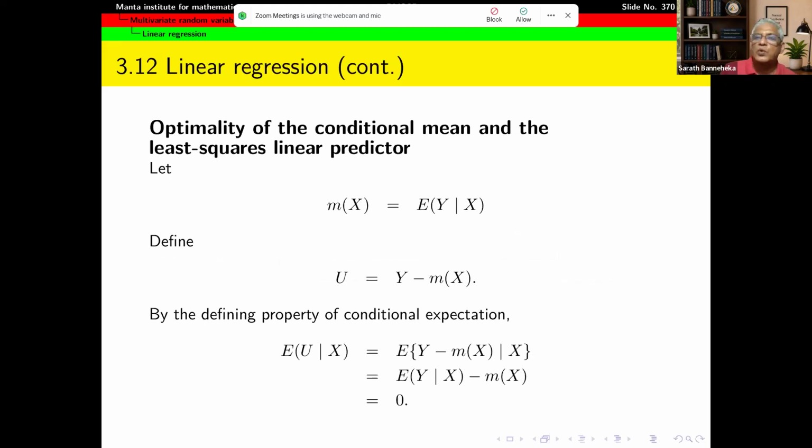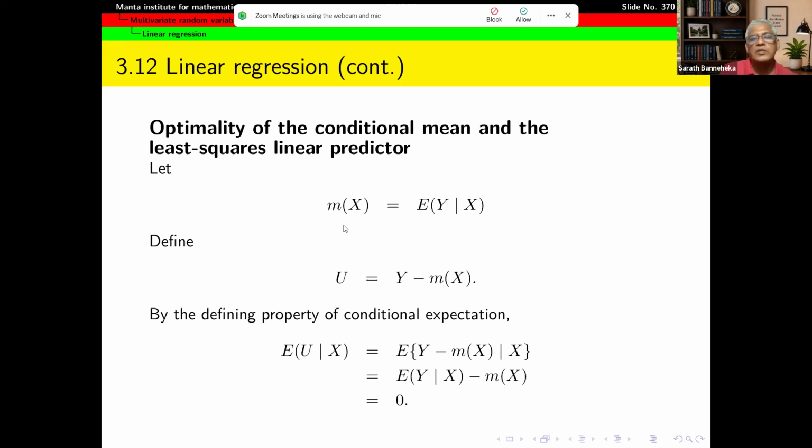Now we are going to look at some optimality of this predictor, linear predictor. Optimality of the conditional mean and the least squares predictor, right? So these two quantities, one is the conditional mean, the other one is the least squares predictor. Both are optimal in some sense. So we are going to look at these two views of optimality, and we will see in some situations, both are the same, right?